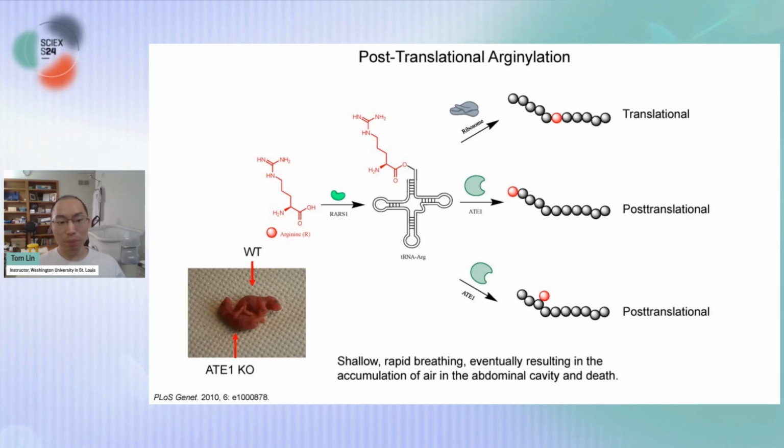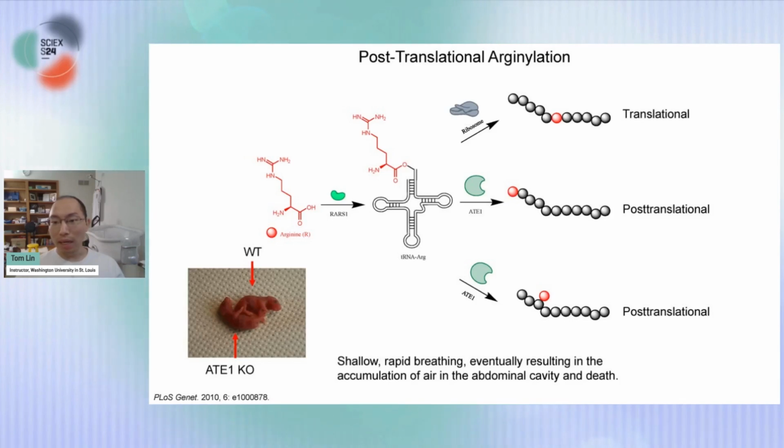Arginylation is an essential PTM, but a hard one to discover by proteomics. The ATE1 knockout in the conditional knockout mouse models will show that the mice after birth will die in 1 week due to the phenotypes of shallow and rapid breathing, eventually resulting in the accumulation of air in the abdominal cavity, which will result in the death.